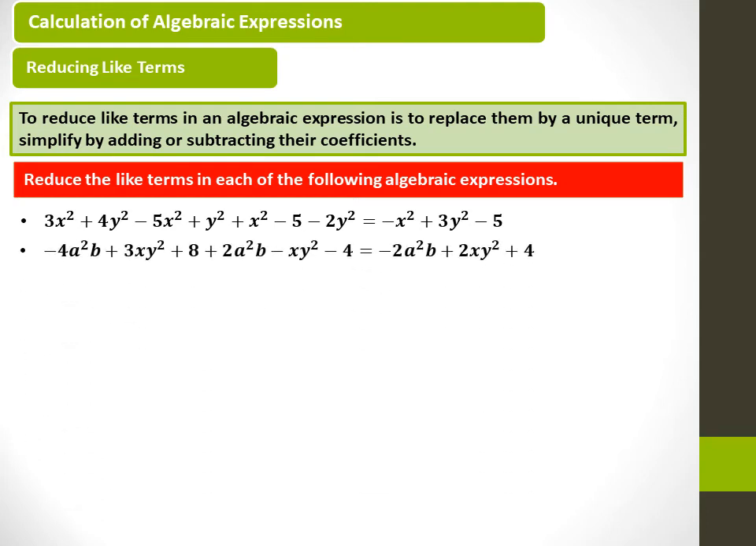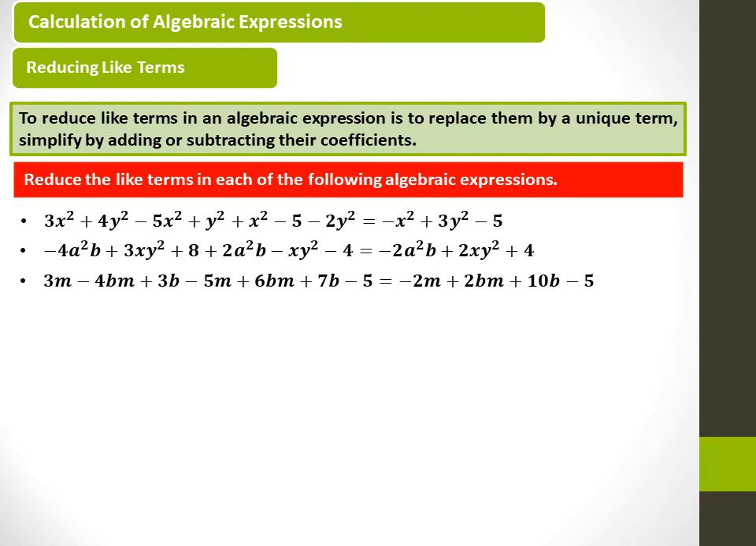In the second expression, the like terms are negative 4a to the power of 2b and 2a to the power of 2b. Their sum is negative 2a to the power of 2b. 3xy to the power of 2 and negative xy to the power of 2 are also like terms. Their sum is 2xy to the power of 2, and 8 minus 4 is equal to 4. So, the answer is negative 2a to the power of 2b plus 2xy to the power of 2 plus 4.